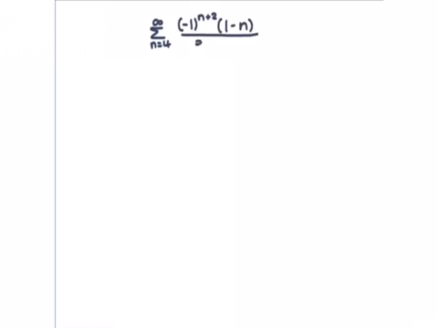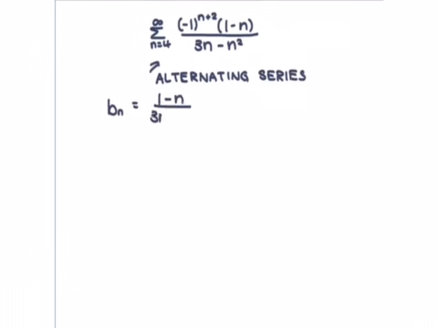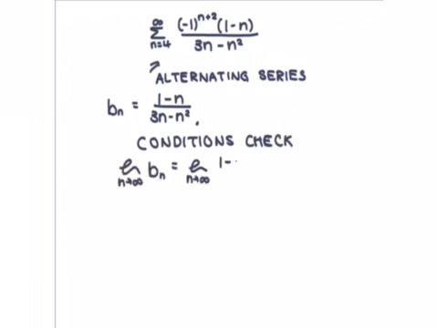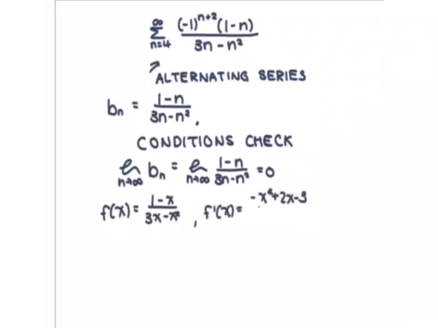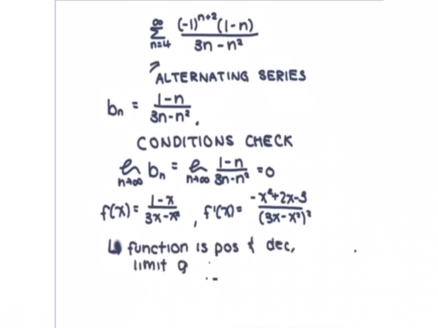This series looks slightly different. What could it be? It's an alternating series. That means we can take out b sub n. Let's check the conditions. The limit as n approaches infinity of b sub n equals 0. And by differentiating, we find that b sub n decreases on the interval. Therefore, by the alternating series test, the alternating series converges.